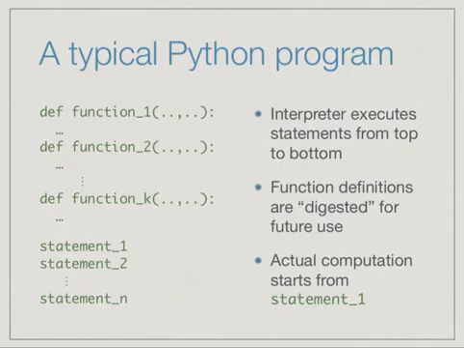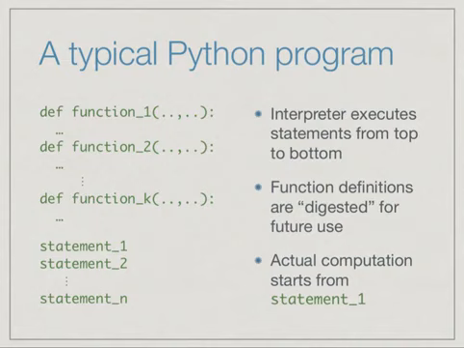In the past few lectures, we have looked at values of different types in Python, starting with the numbers, then moving on to the booleans, and then sequences such as strings and lists. Now let's go back to the order in which statements are executed.